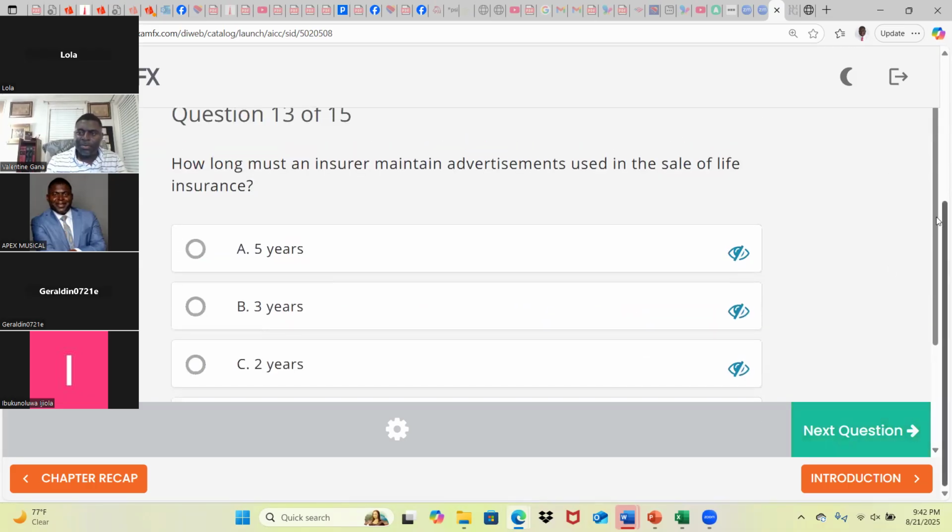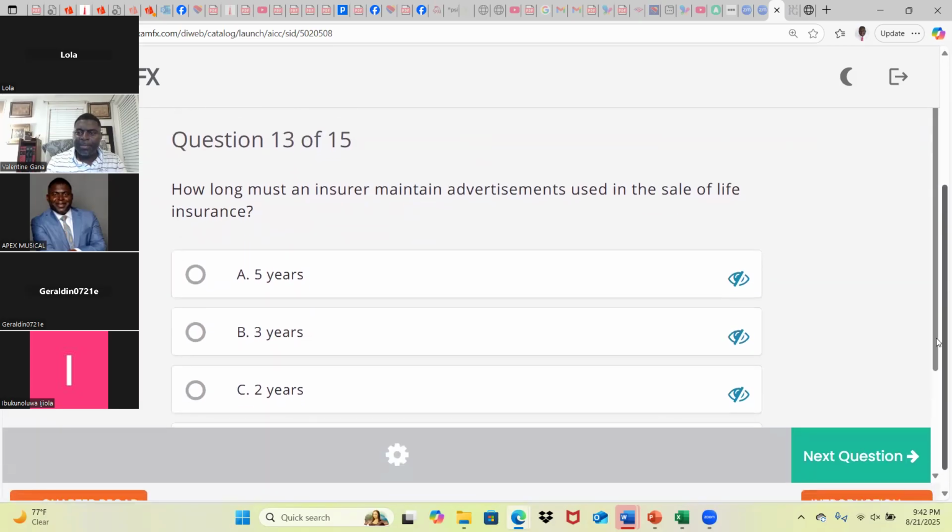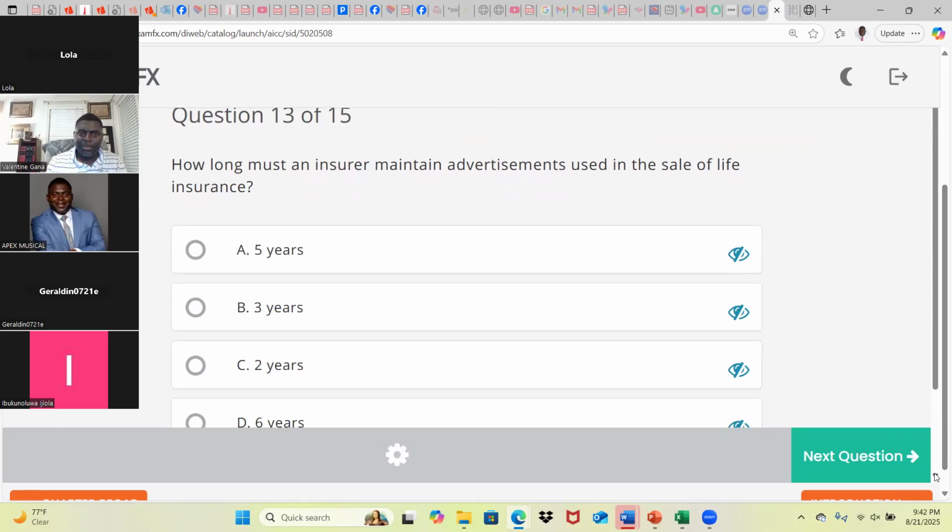Let's go to 13 or 15. Lola, can you read this one for us? How long must an insurer maintain advertisements used in the sale of life insurance? A, 5 years, B, 3 years, C, 2 years, D, 6 years.